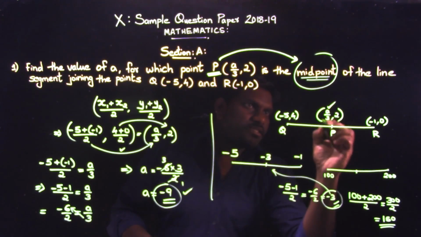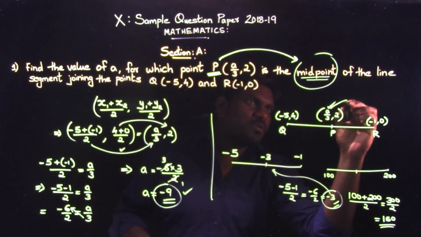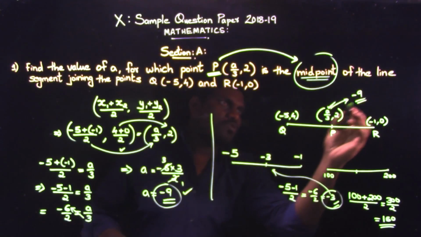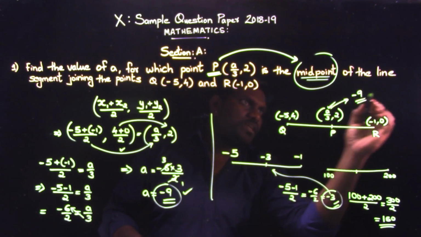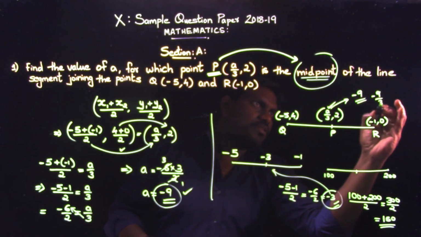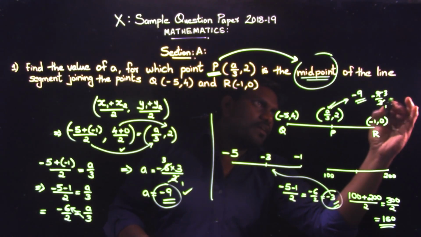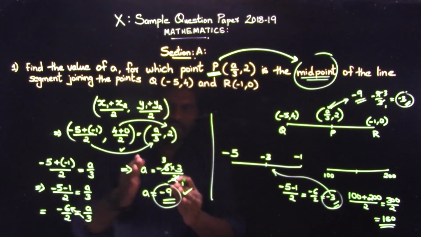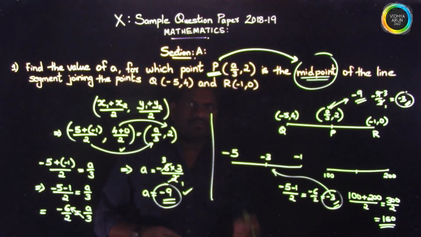How to get minus 3 here? That a must be what? Minus 9, then only you will get minus 3 here. So minus 9 by 3 will get cancelled, and you will get minus 3. So that is the simple logic. When you get the answer, you can verify and be sure that your answer is going to be correct. So this is the first question.